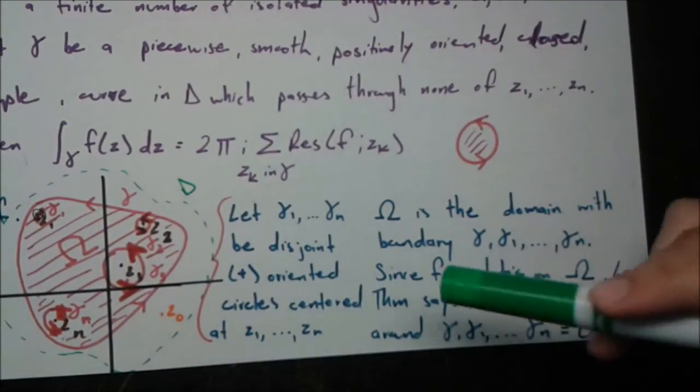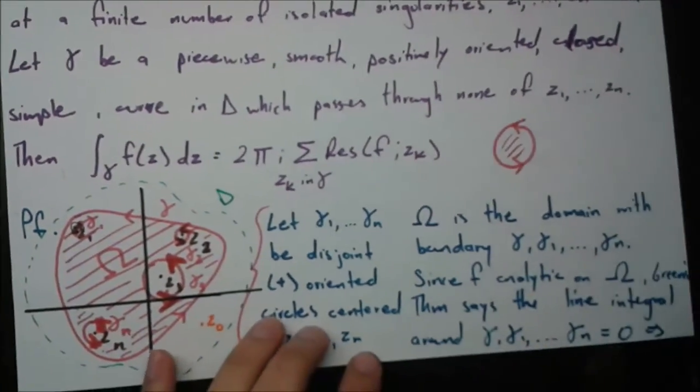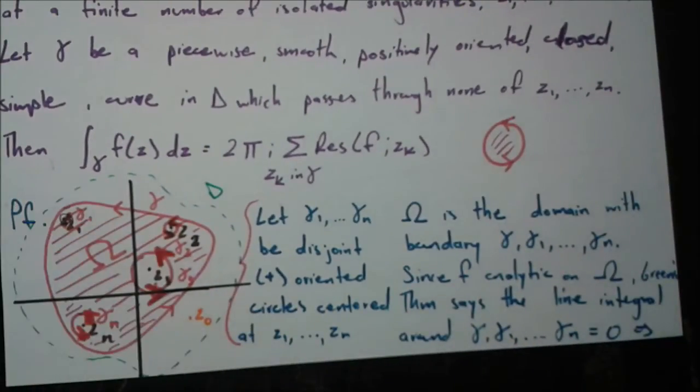And since we took those singularities away by not making them part of omega anymore, f is analytic on omega. And by Green's theorem and Cauchy's theorem, we know that if we have a closed loop like we do here, and it's analytic on the inside of that closed loop, then the line integral around that closed loop is equal to 0. So we say the line integral around gamma 1 all the way to gamma n is equal to 0.